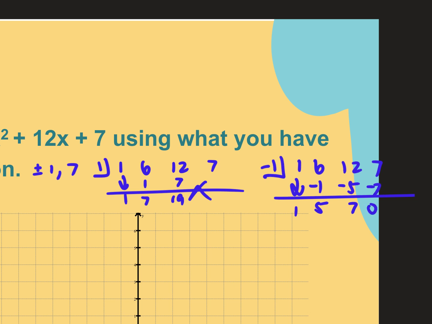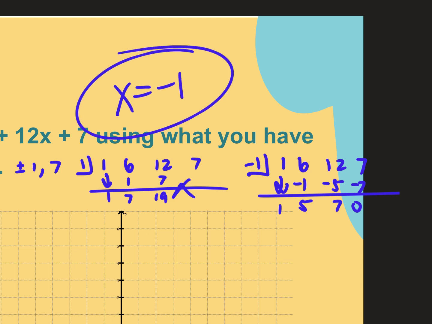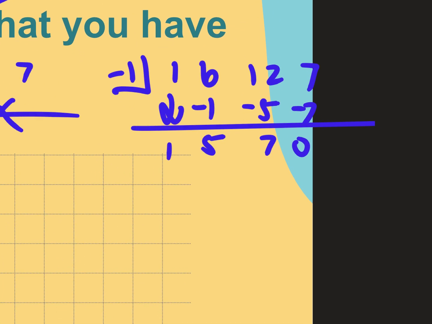What did you just prove? Okay, so x equals -1. What is my resulting polynomial here? x squared plus 5x plus 7 equals 0. Is that going to factor?